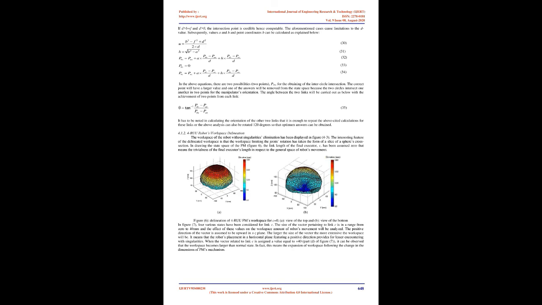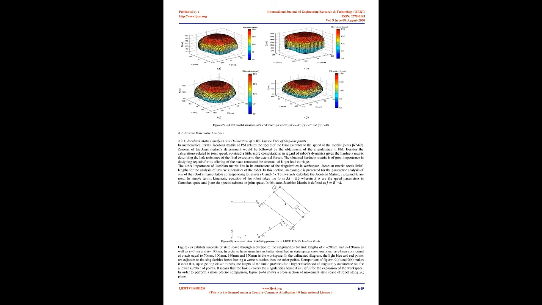In the above equations, there are 2 possibilities, 2 points, pbx, for the obtaining of the intercircle intersection. The correct point will have a larger value and one of the answers will be removed from the state space because the 2 circles intersect one another in 2 points for the manipulator's orientation. The angle between the 2 links will be carried out as below with the achievement of 2 points from each link. It has to be noted in calculating the orientation of the other 2 links that it is enough to repeat the above cited calculations for these links or the above analysis can also be rotated 120 degrees so that optimum answers can be obtained.